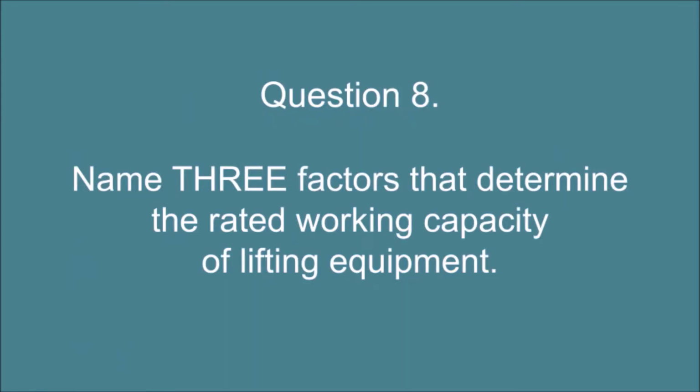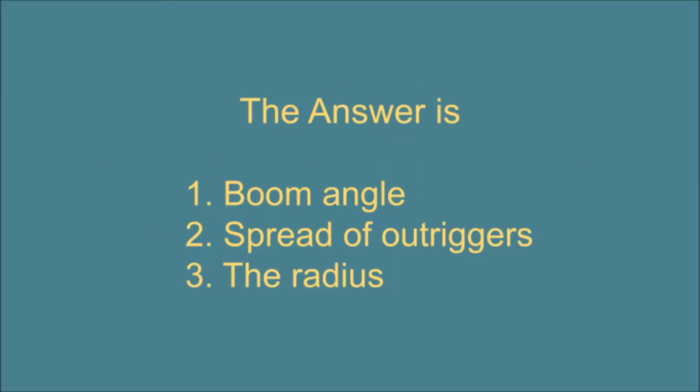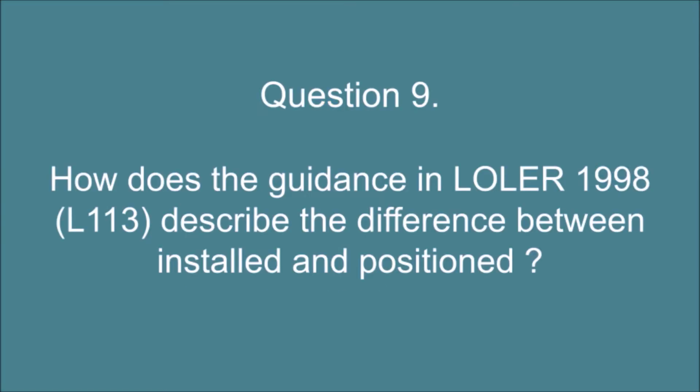Question 8. Name 3 factors that determine the rated working capacity of lifting equipment. The answer is: 1. Boom angle. 2. Spread of outriggers. 3. The radius.